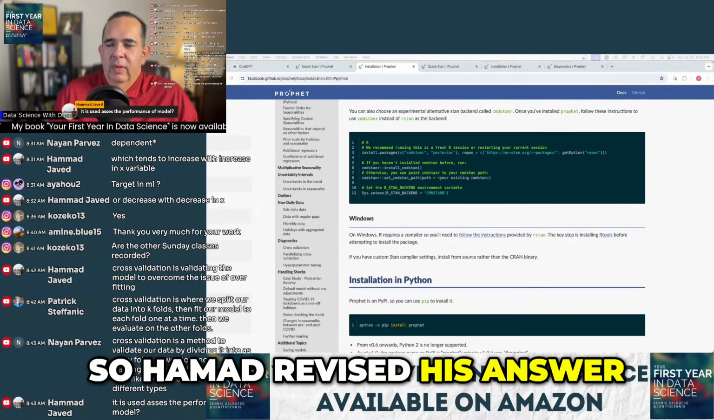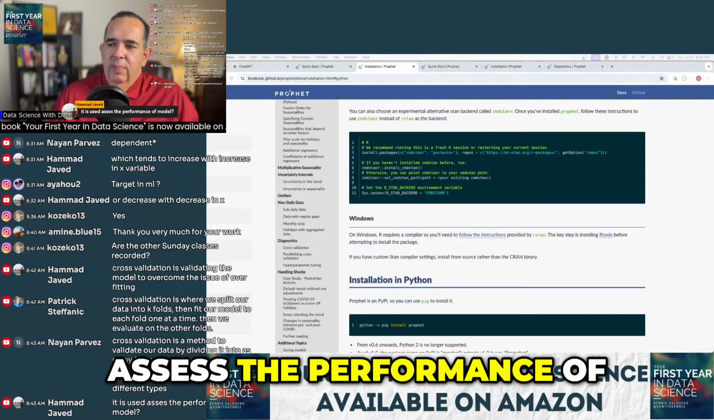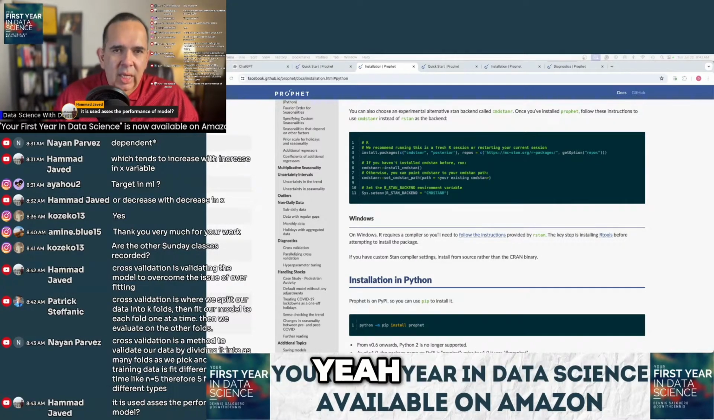Okay, so Hamad revised his answer. It is used to assess the performance of a model. Yeah, you're getting closer. You're getting closer.